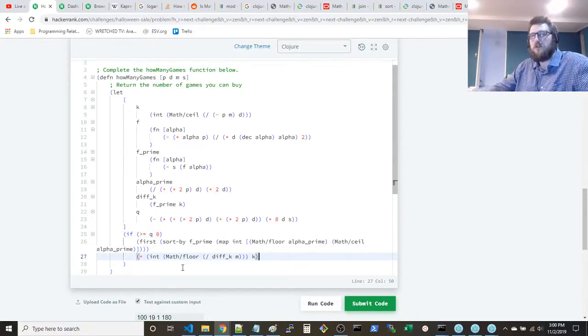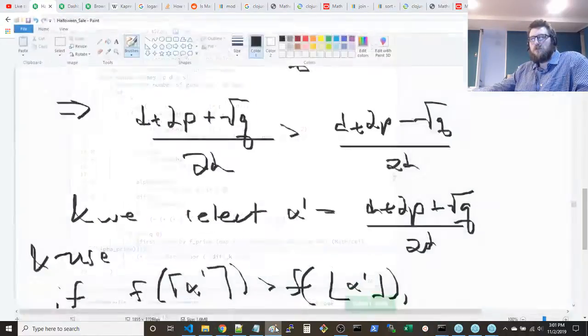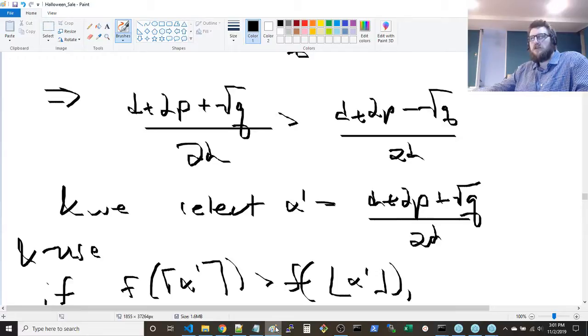If Q is less than 0, then you're not going to use the quadratic formula. You're going to use this thing, which is the total cost of using K, and then divide that by M and add that. Take the floor of that and add that to what K is. Which could be 0, and you just get K. And finally, we're going to get this alpha prime, which is D plus 2P plus square root of Q over 2D.